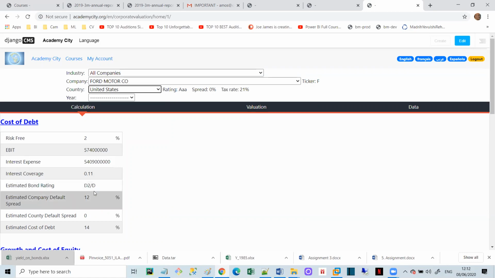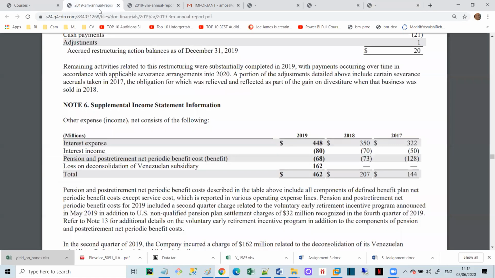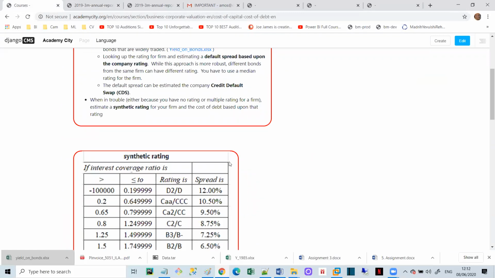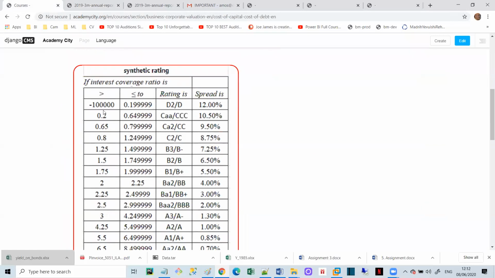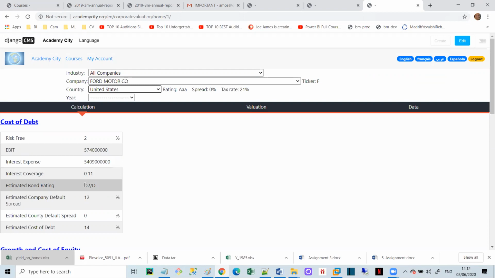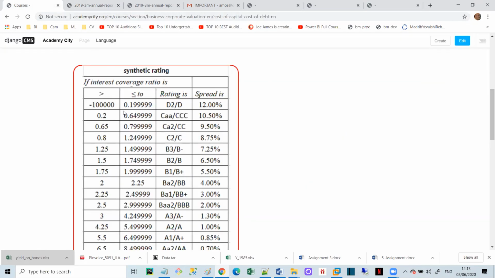How did I get that rating? Let's go back to this table. I got 0.11. It's really in the lower range, if you see that. It's below 0.2. Is that right? So it's really below 0.19. It's 0.11. So that's why they are graded as D2D, and that's really what you're seeing here. It's according to the table I just showed you right in here. Fair enough? Does that make sense?